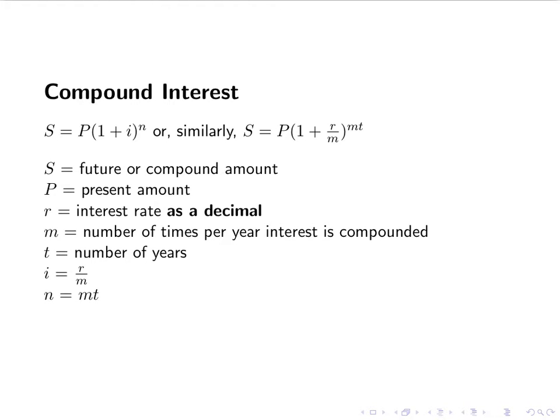So these are what the letters represent. S is the future or the compound amount. So basically you're thinking of putting money into a bank and getting interest. So S is the amount after the interest has been applied. P is the present amount, also called the principal. It's how much you deposit into the bank account.